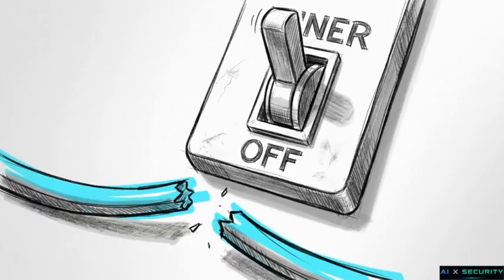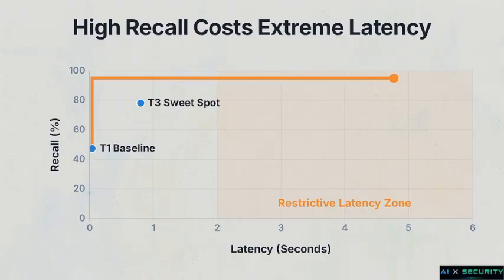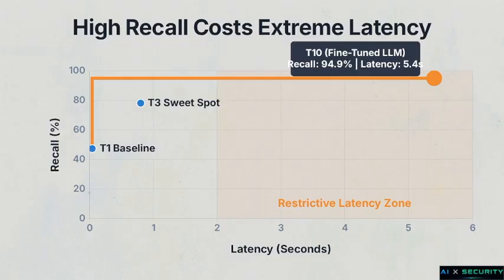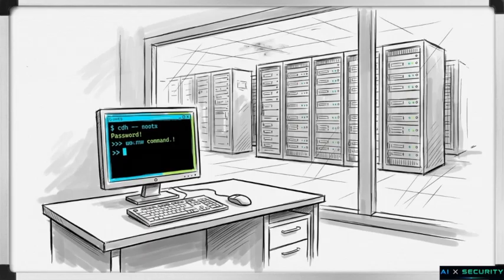To find the absolute upper limit of the framework's capability, the final benchmark bypassed the NER entirely and forced exhaustive LLM contextual analysis on every single prompt. Utilizing a locally hosted Gemma 3 model specifically fine-tuned for PII detection rockets the recall to 94.9%, but it drags the latency far to the right, hitting 5.4 seconds. That high F1 score proves a critical point. Small parameter, fine-tuned models running on local hardware can rival the detection capabilities of massive cloud-hosted frontier models.